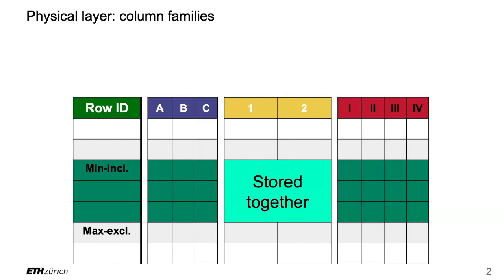These are contiguous sets of rows with a min inclusive and a max inclusive. And then that together with a column family gives us what we call a store for the purpose of the physical layer, right? So we have plenty of these stores. It's really like a two-dimensional grid, as many stores as the combinations of regions and column families.